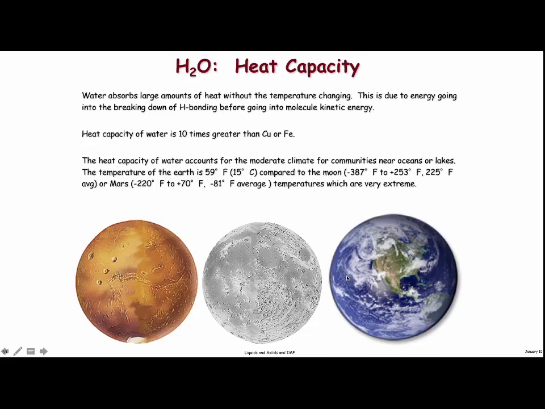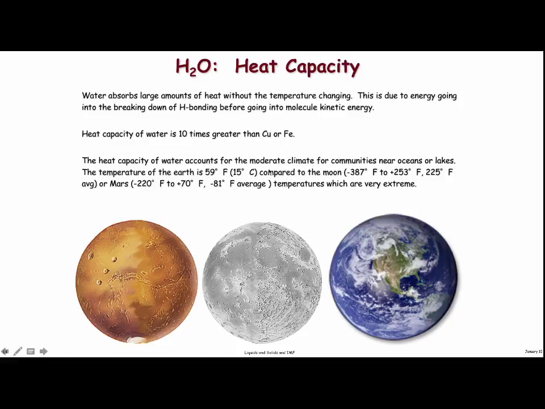Water has a high heat capacity. Why do you think that the temperature of planet Earth is much more mild compared to the temperature of the moon, and it's about the same distance from the sun? That's because water can absorb a lot of energy, and therefore the temperature doesn't change that greatly. Even when you compare it to the surface of Mars, Mars is further out from the sun, and yet the temperature fluctuation on Mars goes from 220 to minus 81 degrees Fahrenheit.